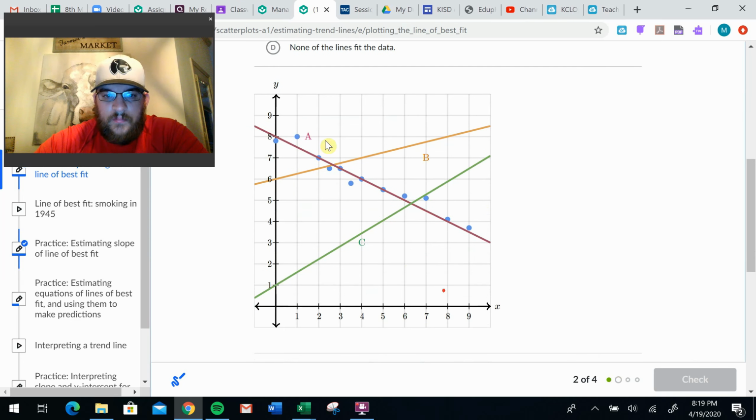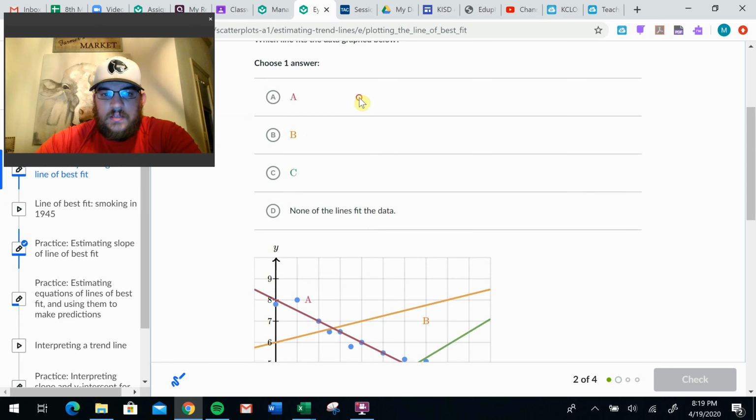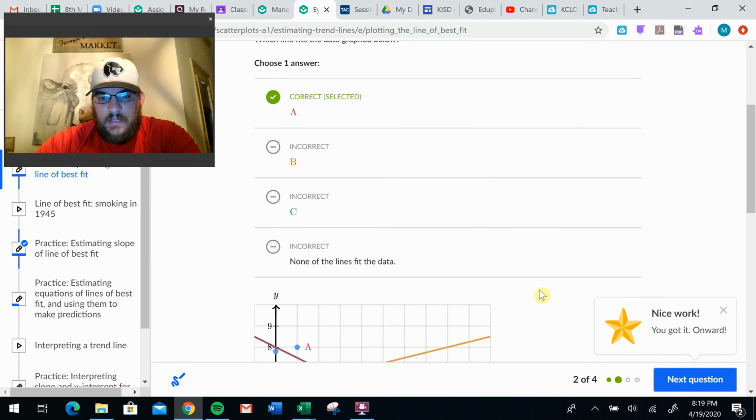So if we go to the next one, we have A, B, and C. Okay. Well, if we look at our points, the only line that closely matches where the lines are would be line A. B and C are both way off. They're not even in the negative trend. A actually has a negative association because from left to right it's going down, whereas B and C would have a positive association because from left to right they're going up. So A in this case would be the correct answer.